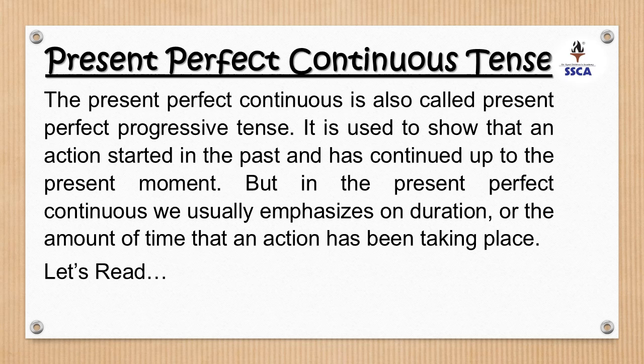Well, the present perfect continuous is also called present perfect progressive tense. It is used to show that an action started in the past and has continued up to the present moment. But in the present perfect continuous, we usually emphasize duration or the amount of time that an action has been taking place. Let's read and understand.